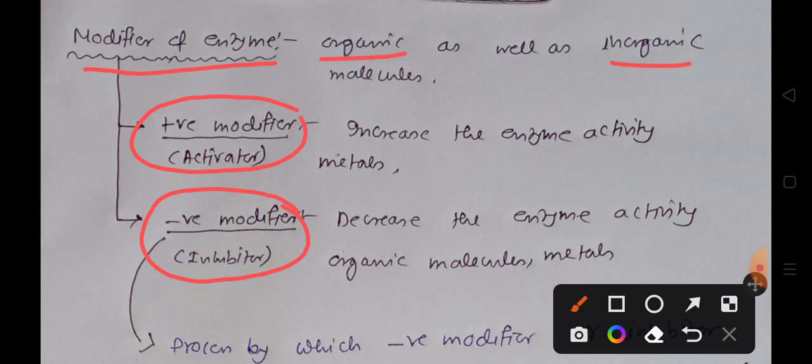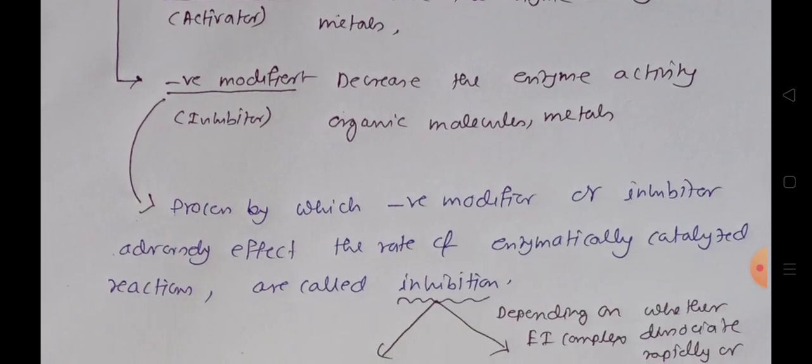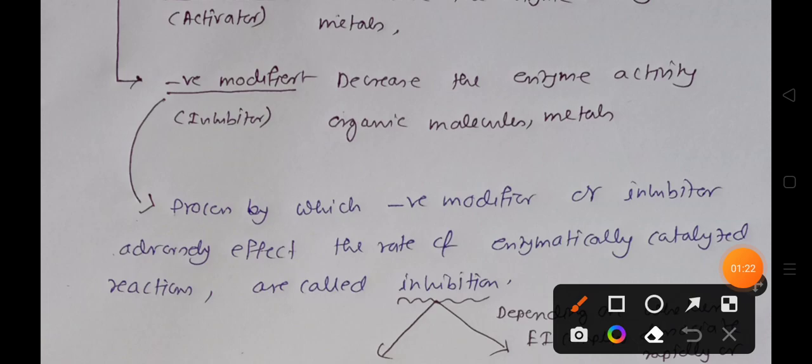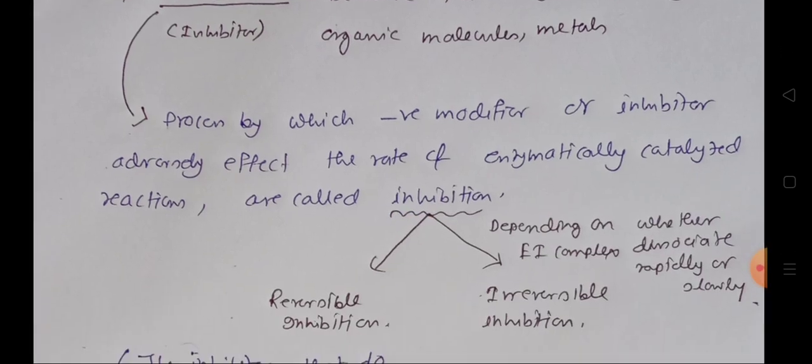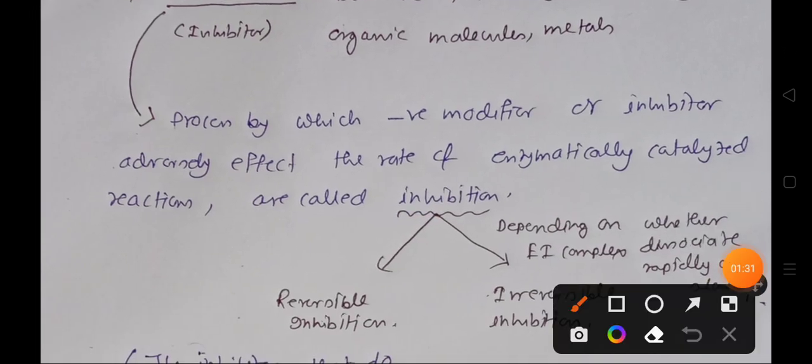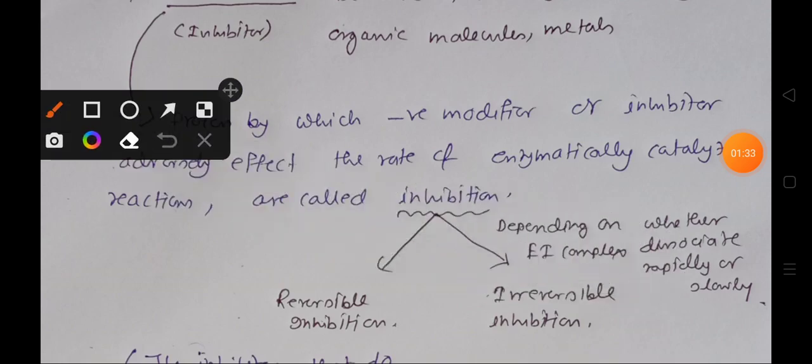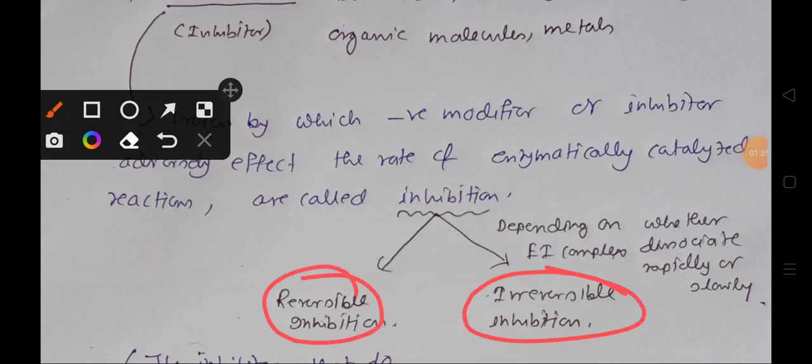In this video lecture session, we will focus on the negative modifiers, that is the inhibitors. Inhibitors may be organic molecules as well as metals, whereas positive modifiers mainly are metals. The process by which negative modifiers adversely affect enzyme activity, we call inhibition. Here we will talk about mainly two types of inhibition: reversible inhibition and irreversible inhibition.